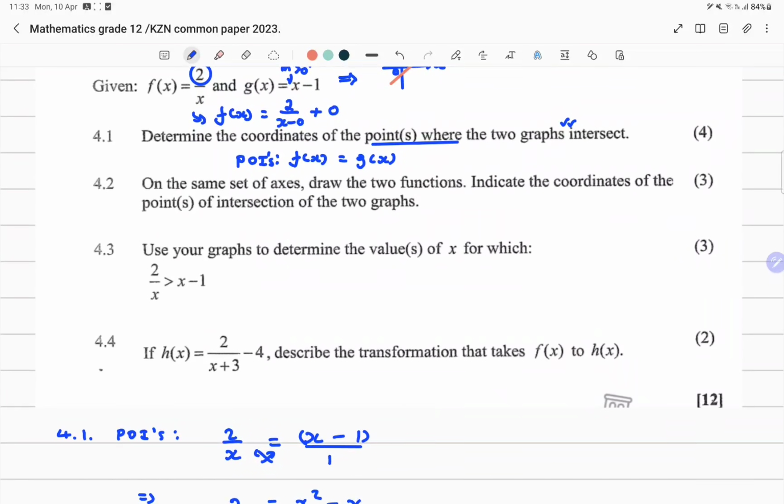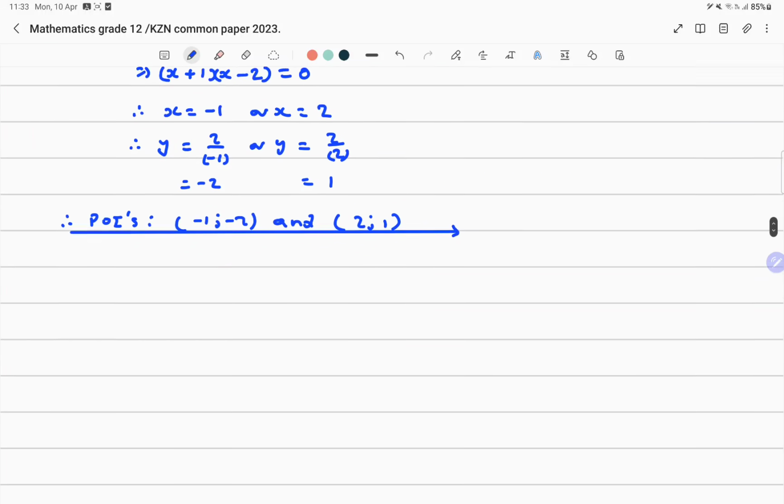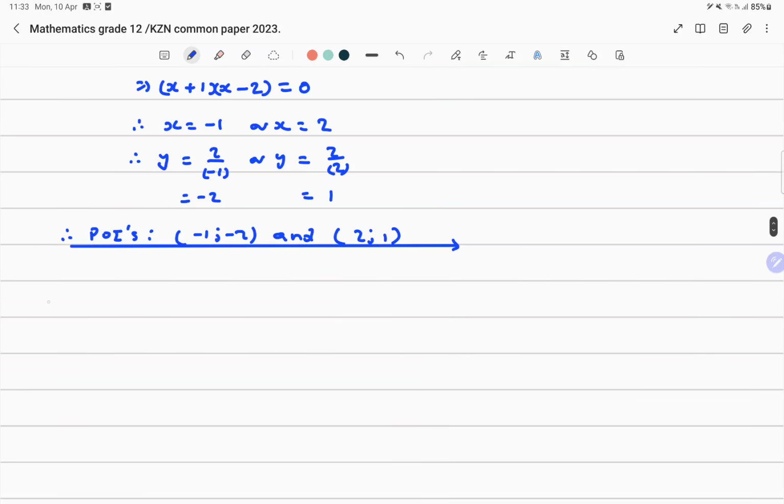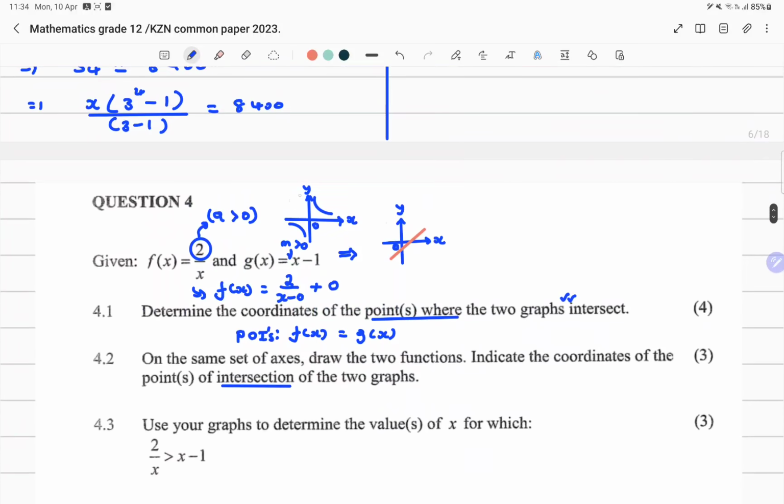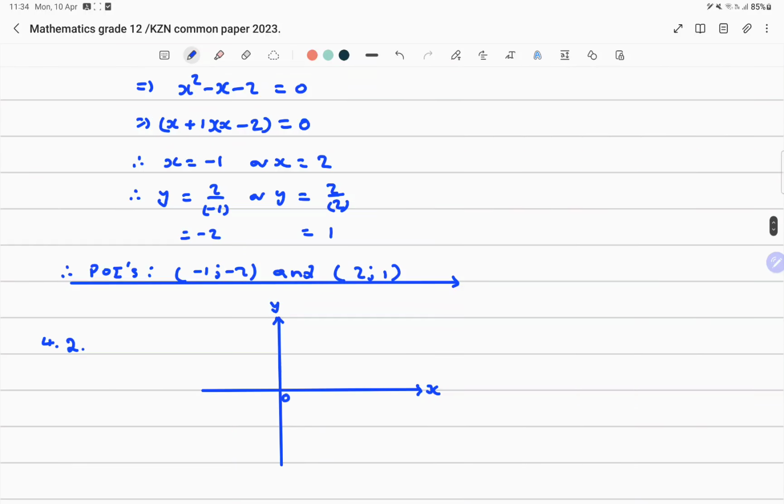Now it says on the same set of axes, draw the two functions. Indicate the coordinates of the points of intersection of the two graphs. Okay, easy. So this is 4.2. Now 4.2, we know we need a Cartesian plane, and the origin. Now, we know the shape of this graph of f. It is not supposed to be anything better than just this graph right here. Okay, and then what do we know?